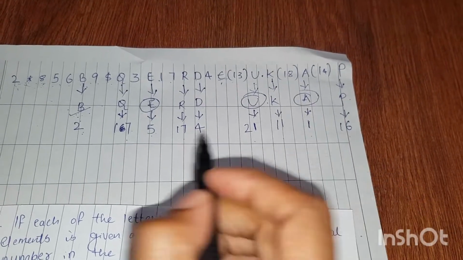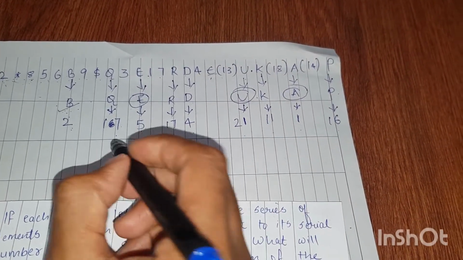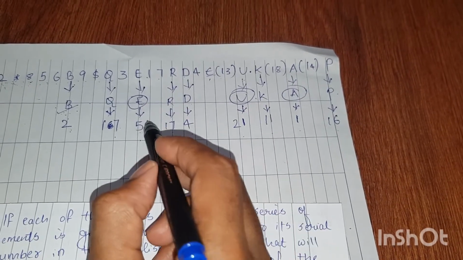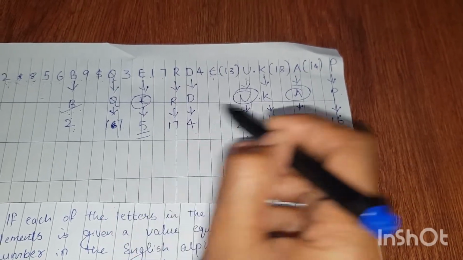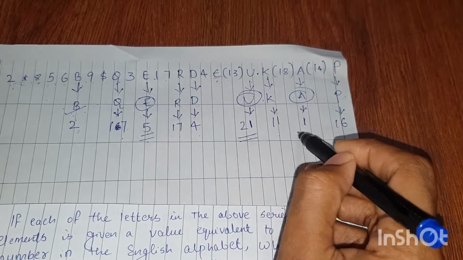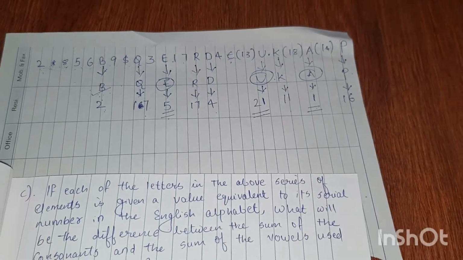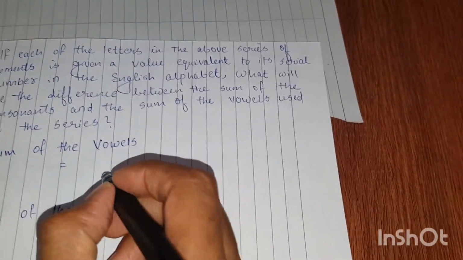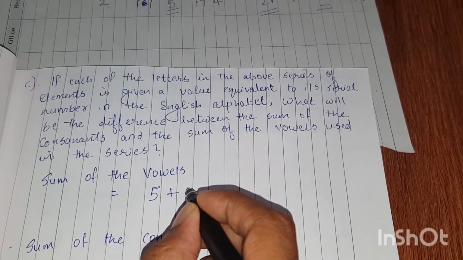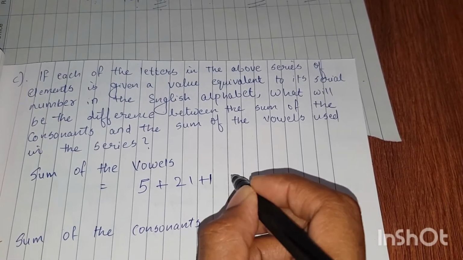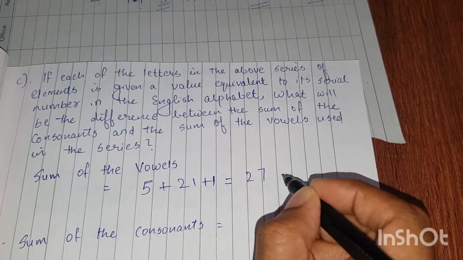So you have to take the vowels first. The vowels are E, U and A. The corresponding values are 5, 21, 1. So you can add 5 plus 21 plus 1. What is the answer? 27.